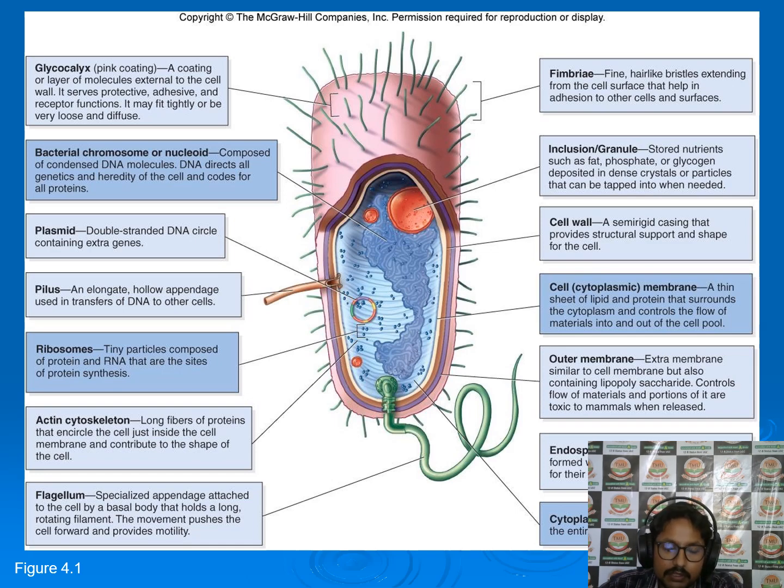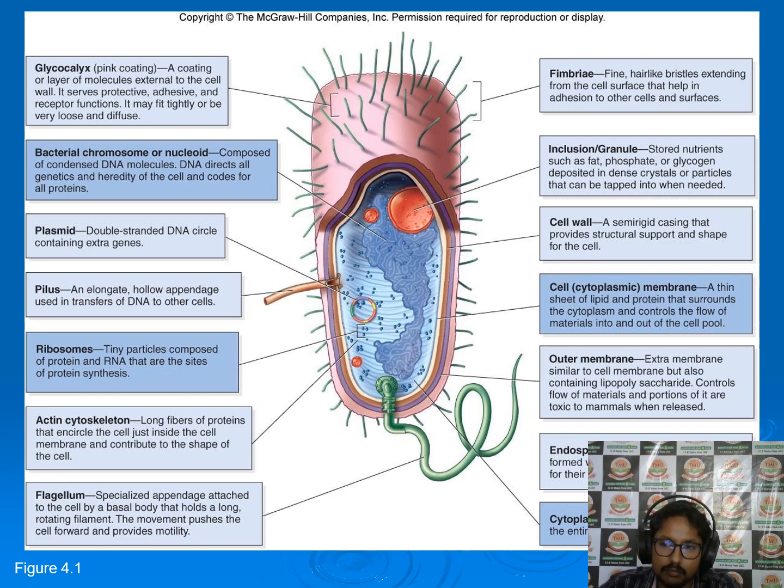Coming to the ribosomes, as I already mentioned, they are 70S type ribosomes. And the actin cytoskeleton is made of long fibers of proteins that encircle the cell just inside the cell membrane, and these are responsible for the shape of the cell. Next one, flagellum, a specialized appendage attached to the cell by a basal body that holds a long rotating filament. So flagellum contains filament and basal body, etc. In coming slides you will see. The fimbriae are also hair-like bristle structures, and they help in adhesion to other surfaces.